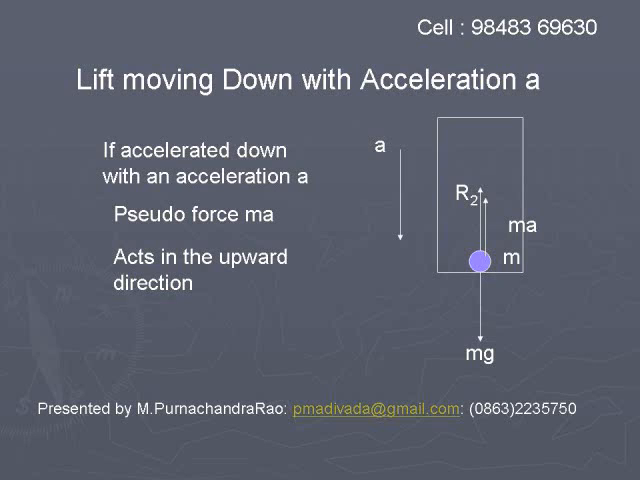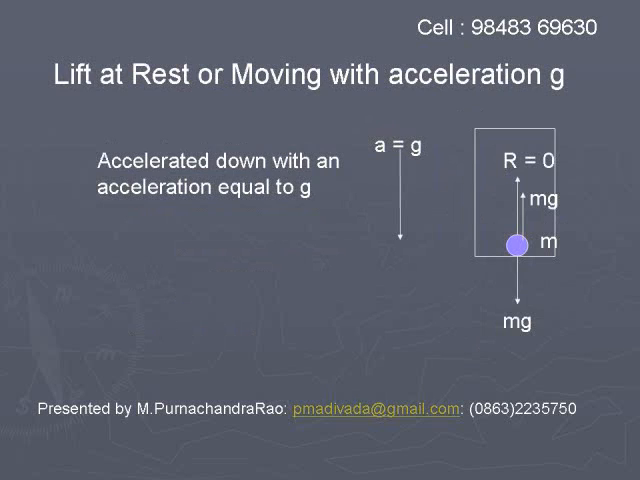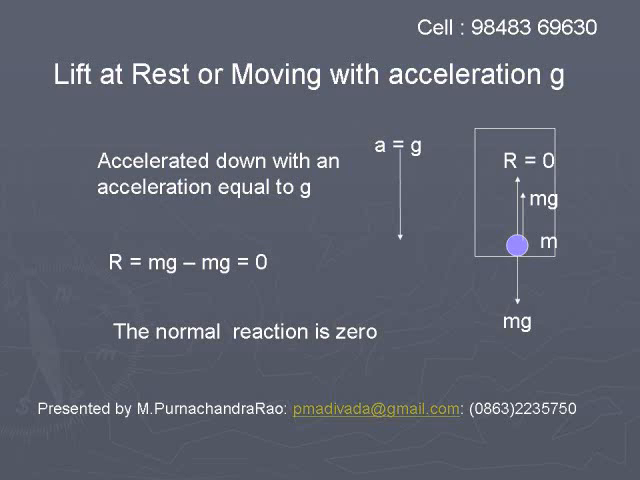In this case, the normal reaction becomes mg minus ma, because the resultant of the two forces mg and ma is mg minus ma. This resultant force creates the normal reaction. Hence, R2 is equal to mg minus ma. If the lift is accelerated down with an acceleration equal to acceleration due to gravity g, then normal reaction R is equal to mg minus mg, which is 0. So the normal reaction will be 0 if the lift comes down with an acceleration equal to g.